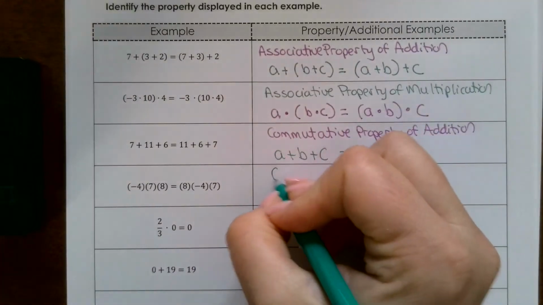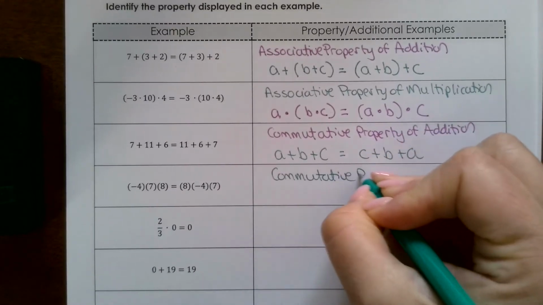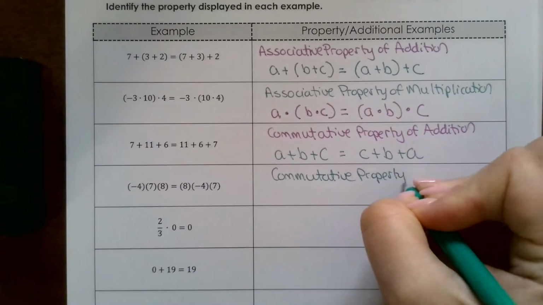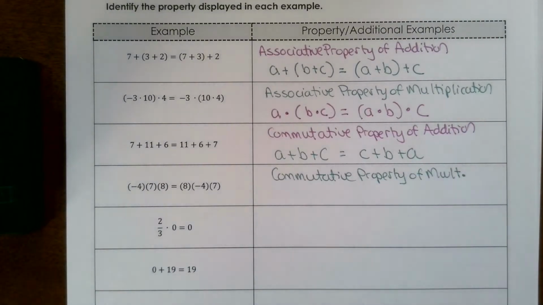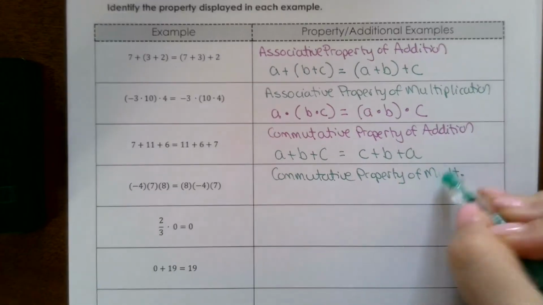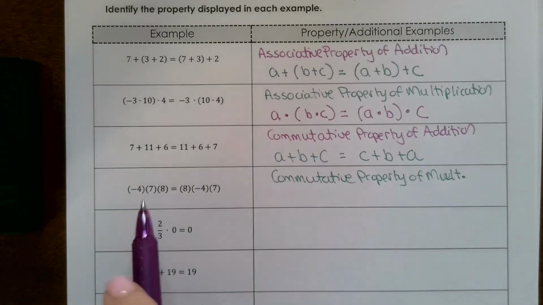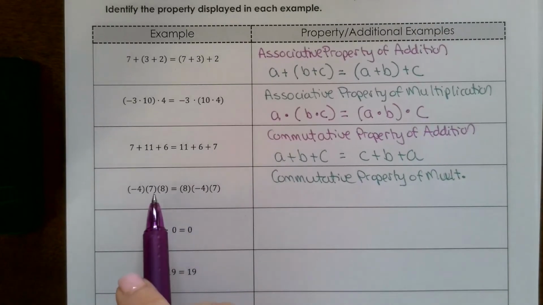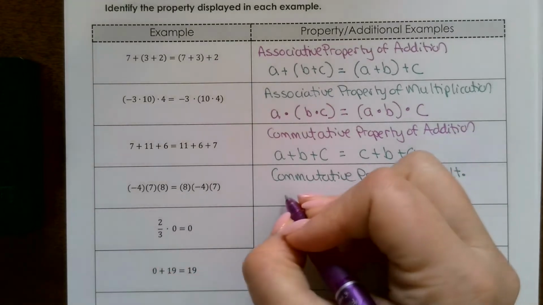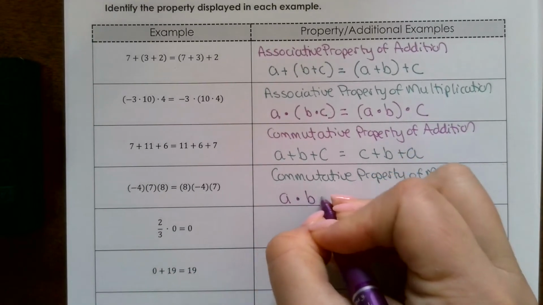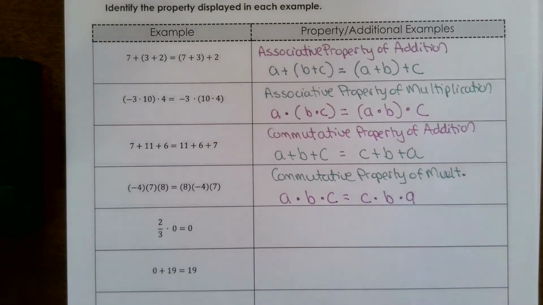Likewise, if I've got the commutative property of multiplication, and this is where I might be too lazy to write multiplication out, I'm just going to write MULT and abbreviate it. -4 times 7 times 8 is the exact same product as 8 times -4 times 7. Written algebraically, A times B times C will equal C times B times A.